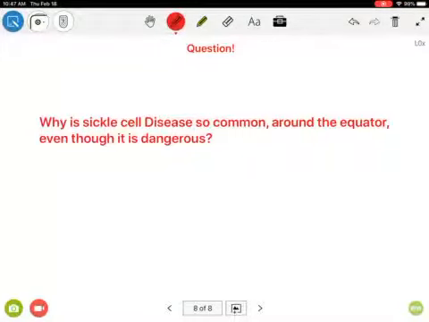Once again, we're not talking about sickle cell trait, which has a low probability of killing you. We're talking about sickle cell anemia, which will lead to a shorter lifespan. So why is sickle cell anemia so common around the equator, even though it is extremely dangerous? That's a question you need to answer to finish up your notes.